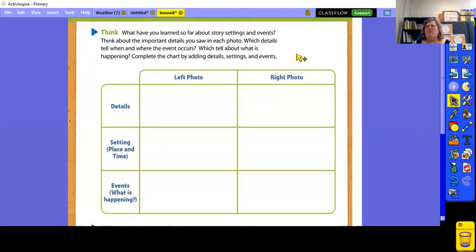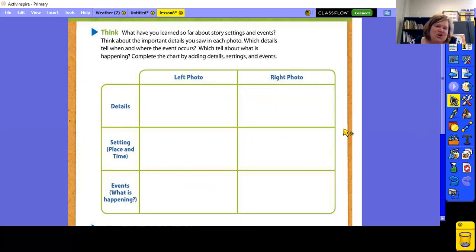So now, what have you learned so far just about a story setting and events? I want you to think about the important details you saw in each photo and which details tell when and where an event occurs, and which tells what is happening. I got tongue-tied, sorry.